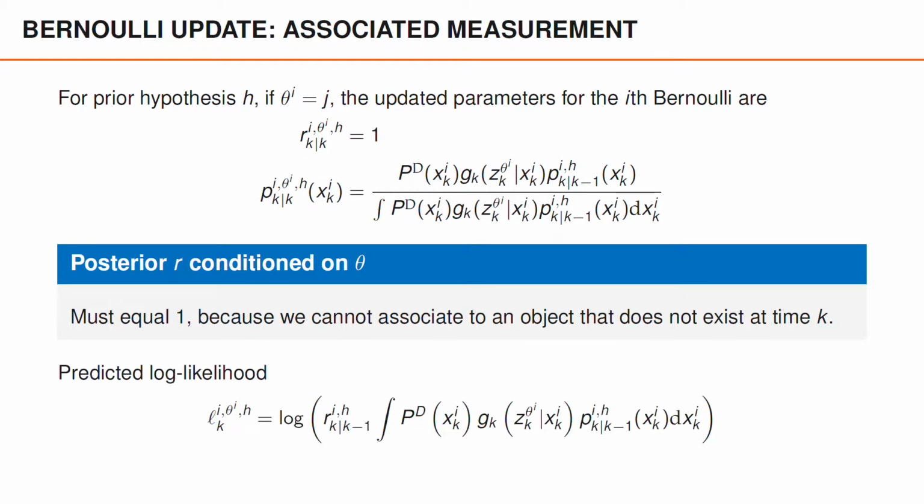Lastly, the predicted log likelihood, which we will need to compute the log weight of the posterior multi-Bernoulli, is defined as the logarithm of the probability of existence multiplied by the integral of the probability of detection, PD, the measurement model G, and the prior density. If we compare to tracking n objects, the difference is that now we have the probability of existence in the log likelihood.